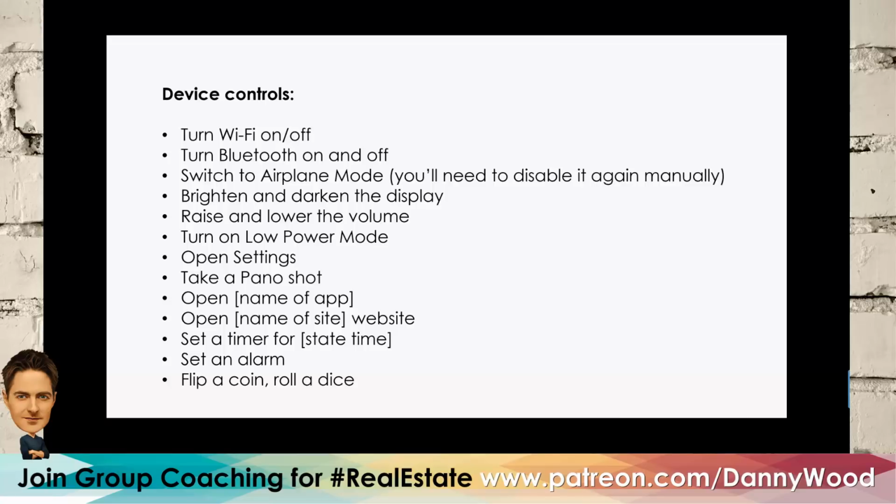You can brighten and darken the display. While I'm riding my bike, this is a bad example, I don't do it for the display, but while I'm riding my bike, I do it with the volume. I'm like, Siri, set the volume to 70% or whatever. And you can do it with Google too. Instead of mucking around trying to ride a bike and change the settings. So raising and lowering volume, turning low power mode on, opening up the settings, take a pano shot. That's cool. A lot of people don't even know how to take a pano shot in their camera. So you can just tell your phone, take a pano shot, and it will open up the camera and be on pano mode automatically instead of all this horsing around.